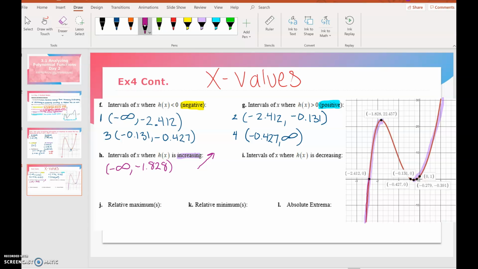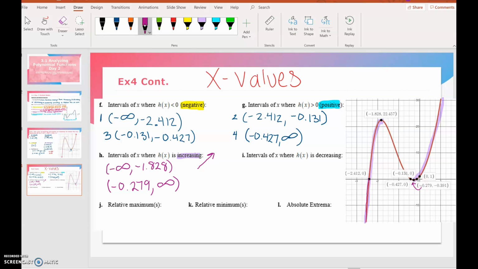It starts here, this point right here, which is this point right here. So that's the x value. And so we start at negative 0.279 and we go up all the way to positive infinity. It keeps going up.